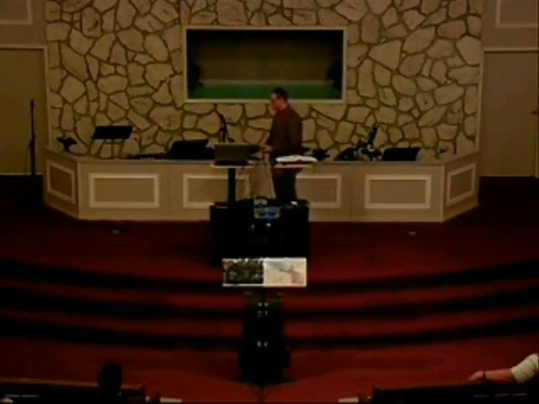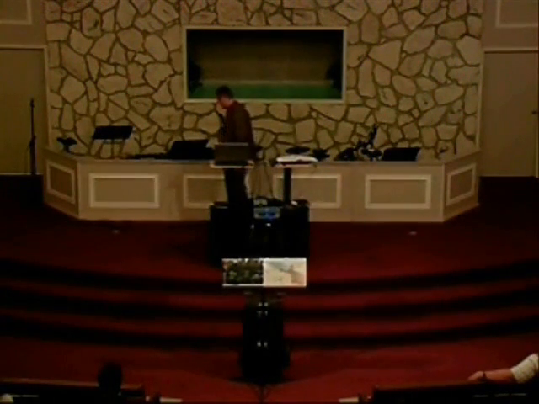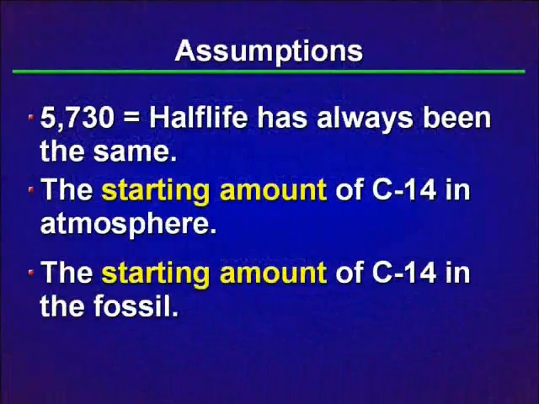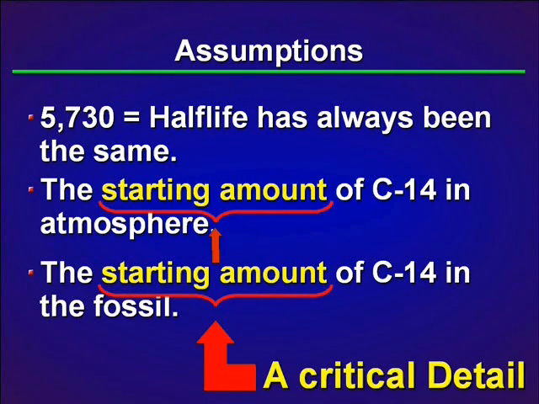So we've got some different assumptions here. Has the half-life always been the same? This is not something we can test or observe because we haven't been here with the technology we have today to test to see if the decay has always been 5,730 years. And the starting amount of C14 in the atmosphere, has it always been the same? Which I'll point out it hasn't. And the starting amount of C14 in the fossil, how do we know how much that fossil had when it died? We don't know. We can't measure that. And these are critical details.